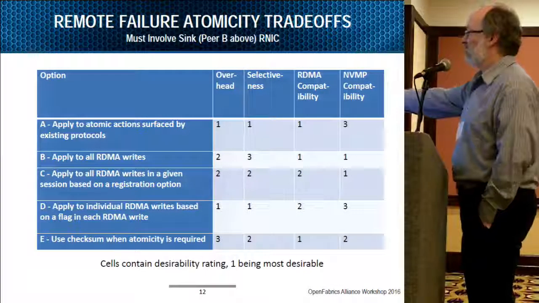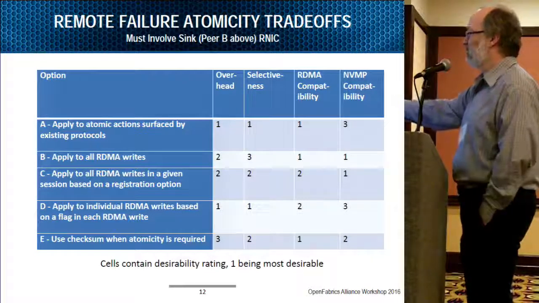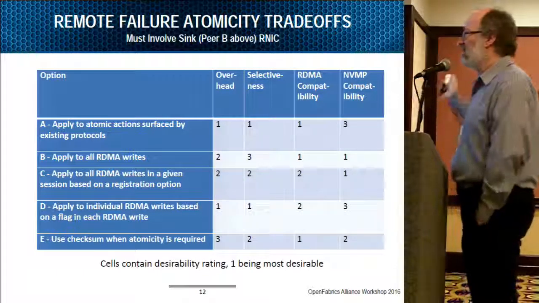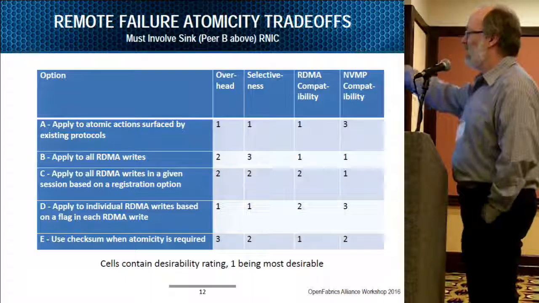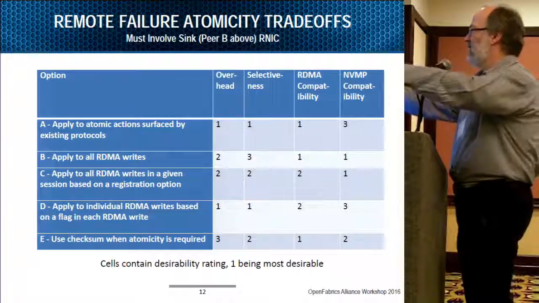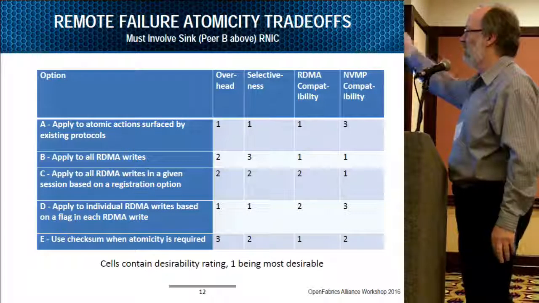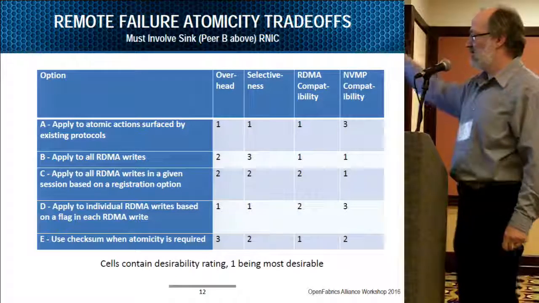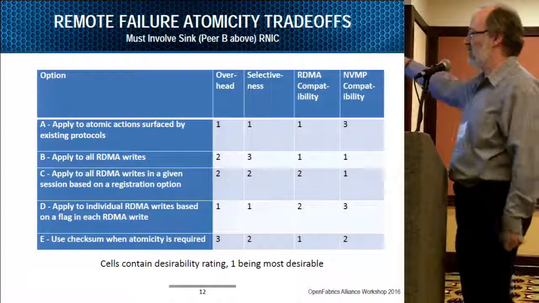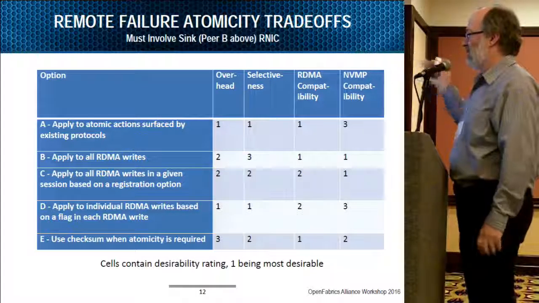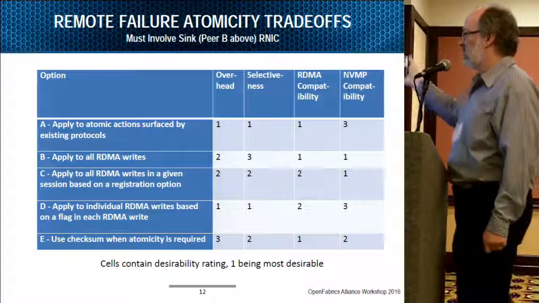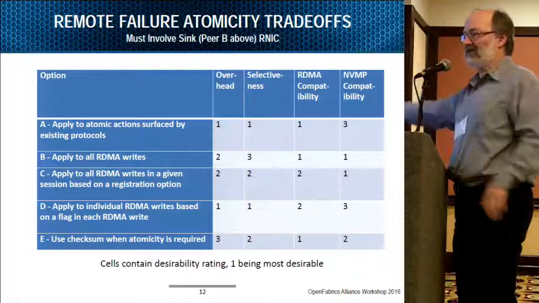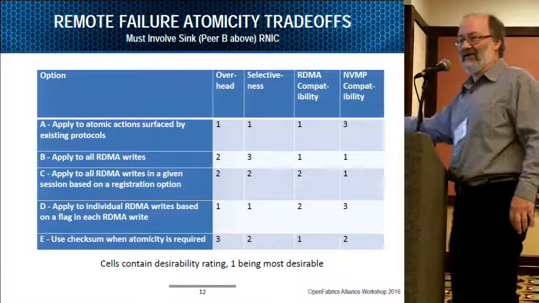So now you can see I've started an experiment with some criteria. How good are these alternatives relative to each other, and some kind of a ranking based on some criteria, like, how much overhead does it create? How much can I focus on the things that really need to be atomic, and how compatible is it with either RDMA or the existing NVM protocol specifications? So I could say, okay, either in addition to the requirements for existing atomics, or all RDMA writes, or RDMA writes in a given session, or RDMA writes based on some flag. I'm messing around with all kinds of protocol here. A bunch of this is probably not a good idea. It's just a thought experiment.